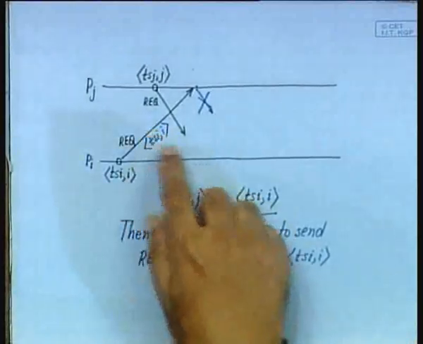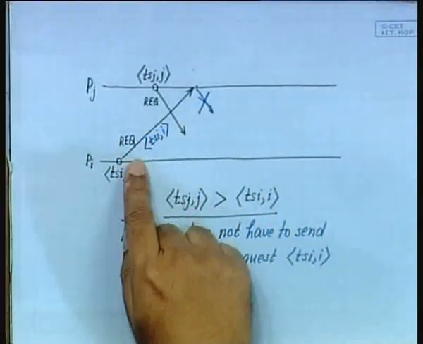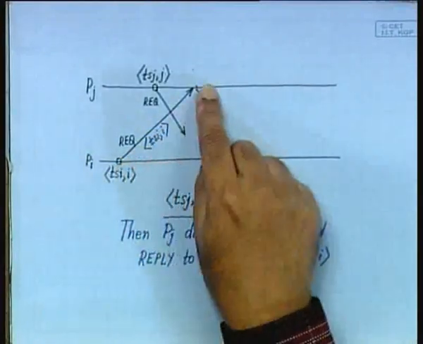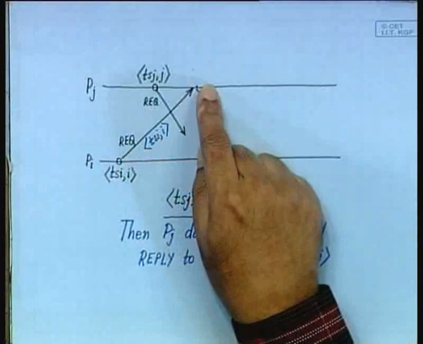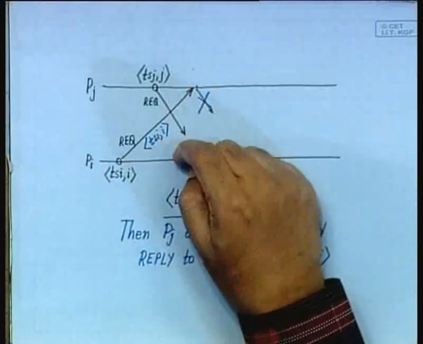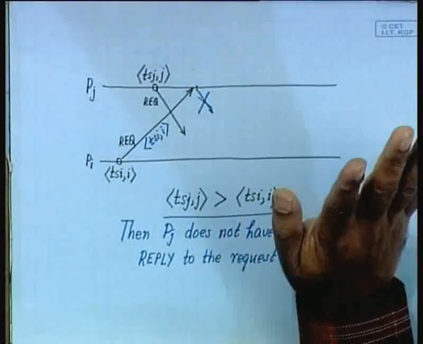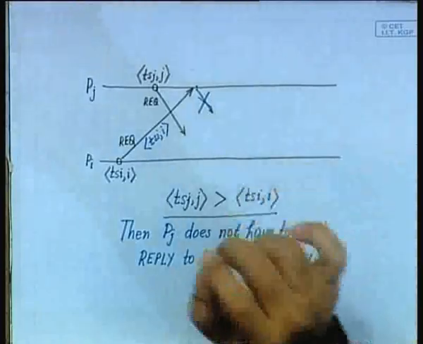This is a very specific case. The specific case is that when Pj receives a request from Pi, at that time Pj has already made a request having a higher timestamp. So, under that circumstance the reply need not be sent. That is one kind of optimization. Then we will see another optimization which is more significant, and that is called the Ricart-Agrawala algorithm.